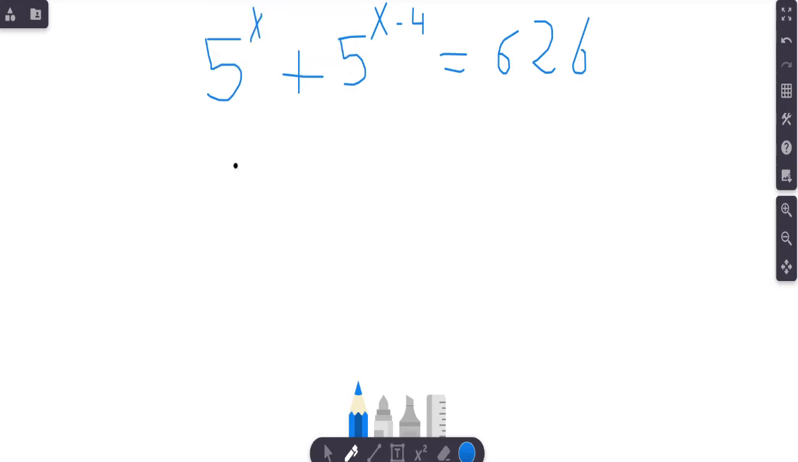Let's solve this exponential equation: 5 to the x plus 5 to the x minus 4 equals 626.